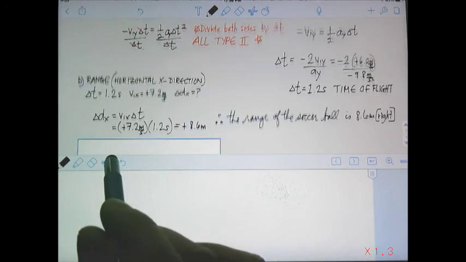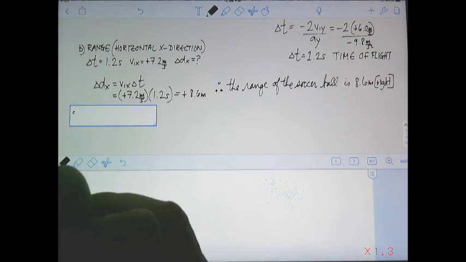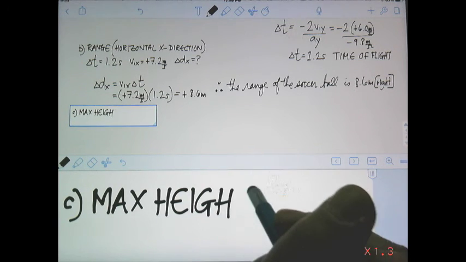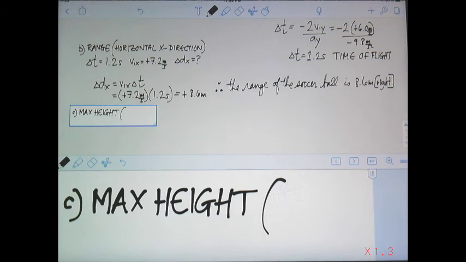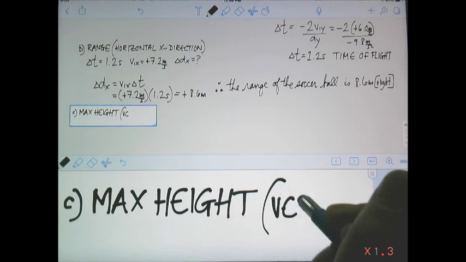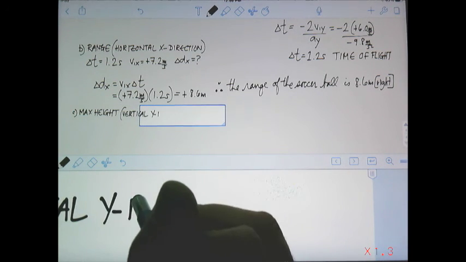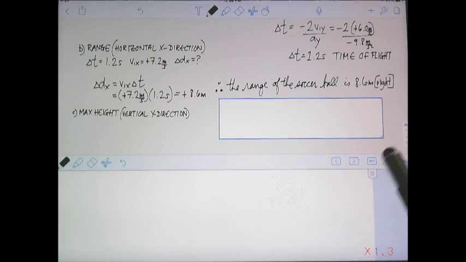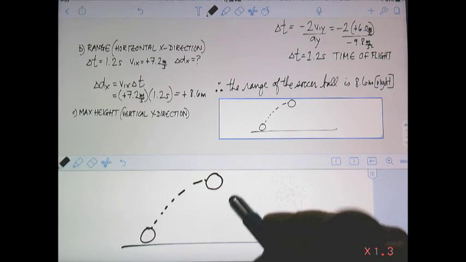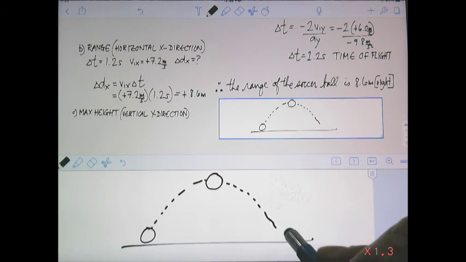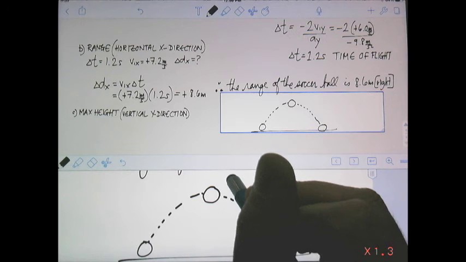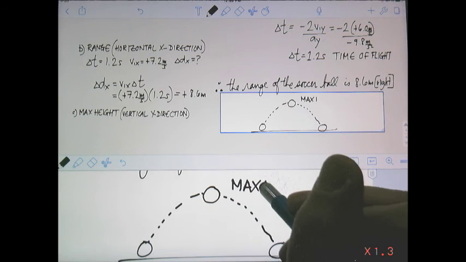Let's finish this up and do part C. In part C, they want us to find the maximum height. It's important to note what direction we'd be using, vertical or horizontal. Heights, vertical, so we'll be using all information in the vertical direction, or y direction. So remember, the object takes this path, goes up to maximum height, and then falls back down. What do we know about maximum height? What do we know about max height from free fall kinematics?